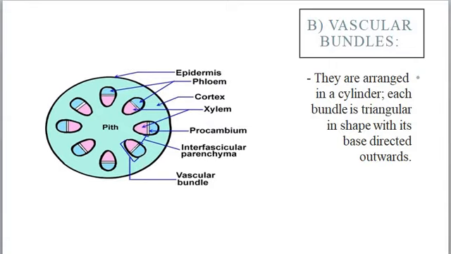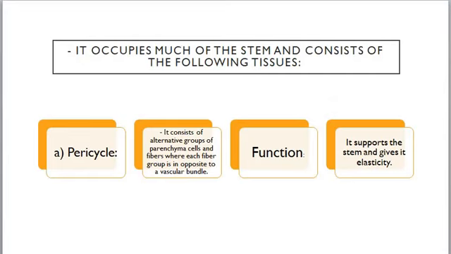Okay, so let's start with the pericycle. It is one of the first layers of the vascular bundle. It consists of alternating groups of parenchyma cells and fibers, and they have a definite shape. This definite shape helps it to support the plant and give it what? Elasticity. Yes, it helps the plant to be more elastic.